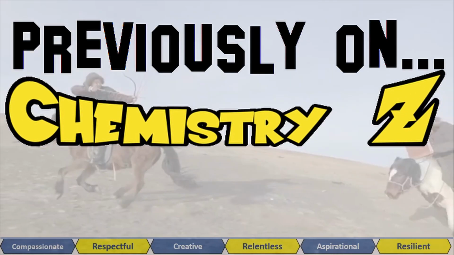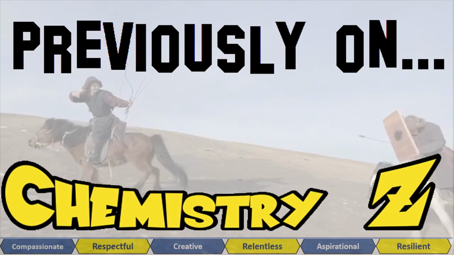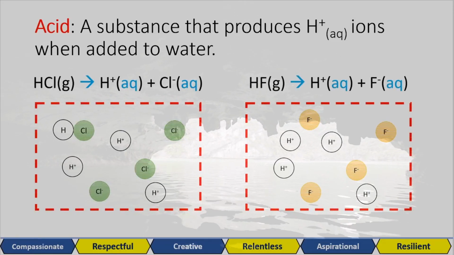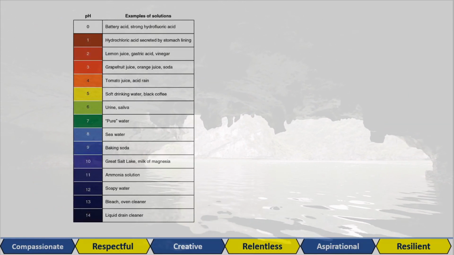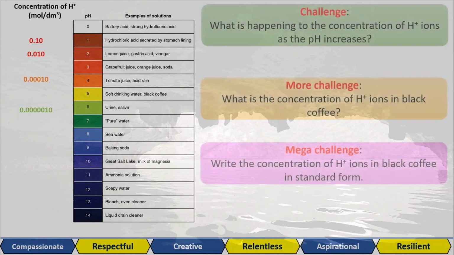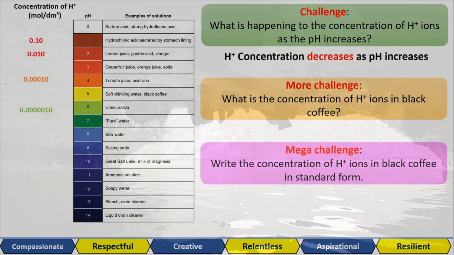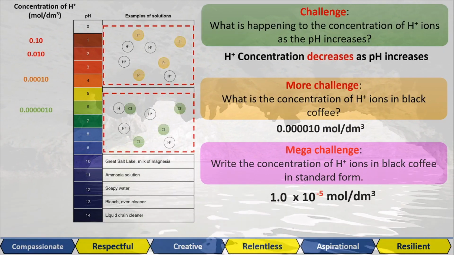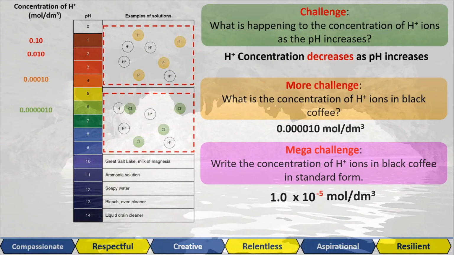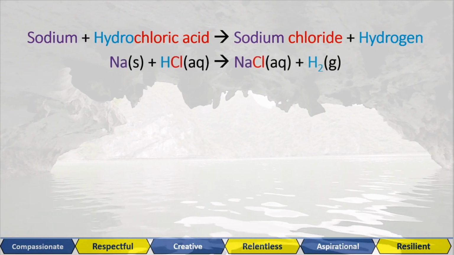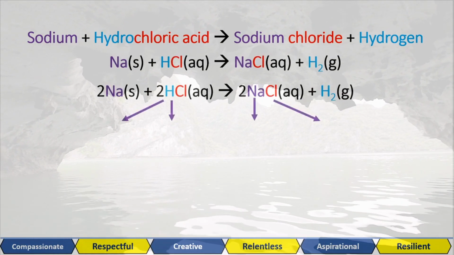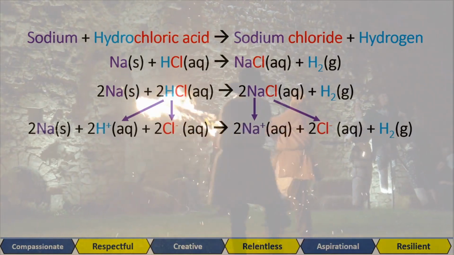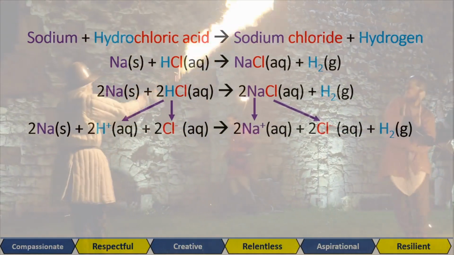Previously on Chemistry Z, our heroes discovered just what acids and alkali were. They also clocked the pattern between concentration of hydrogen ions in solutions and the pH number of that particular solution. But just when they were getting the hang of the different salts made in each reaction, they were attacked by the ions splitting up in the aqueous solution.